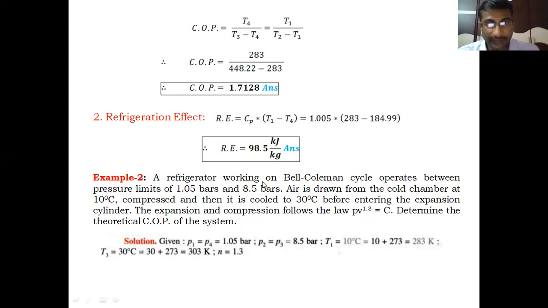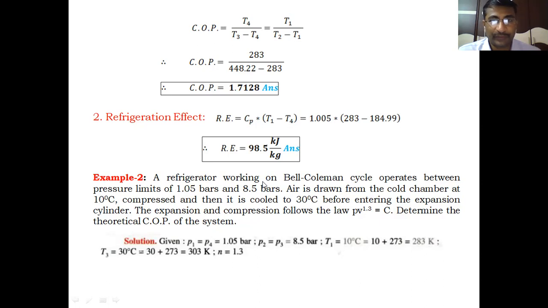I will remind you again, what is the Bell-Coleman cycle? What are the processes involved in the Bell-Coleman cycle? A Bell-Coleman cycle is the reversed Brayton or Joule cycle. A refrigerator generally works on the Bell-Coleman cycle. It has 4 processes, 2 isentropic processes and 2 constant pressure processes. This cycle works between 2 pressure limits.